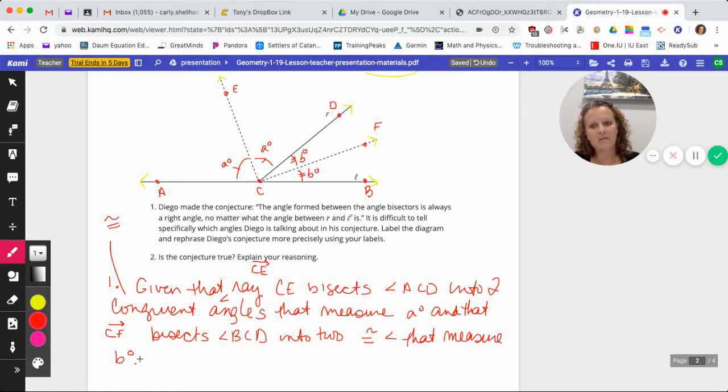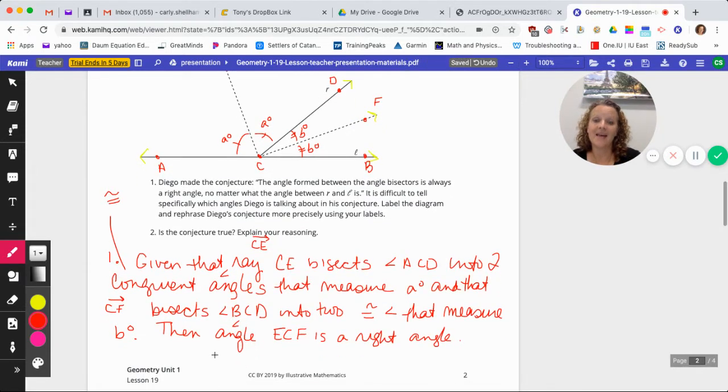Okay, not done, almost. Then angle ECF is a right angle. Okay, and I could even use the symbol here, angle. In other words, I can say that A plus B equals 90. Okay, which is really cool. Lots of words, right? Now, is this conjecture true? Explain your reasoning. Yes, it actually is true.